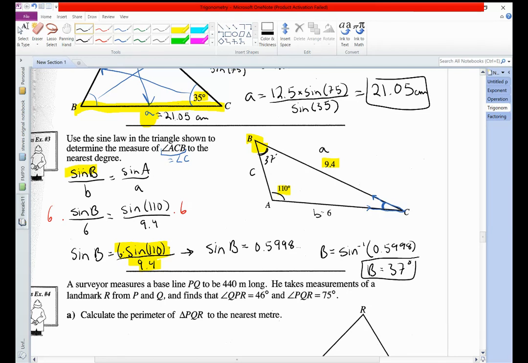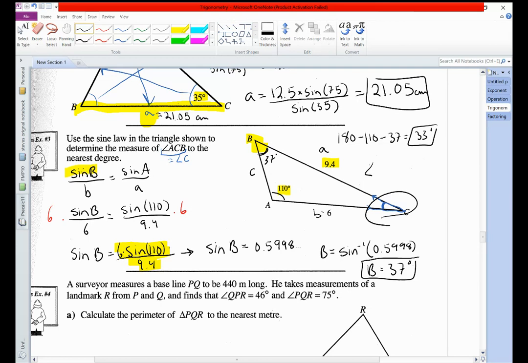Well, if they were wanting us to solve for angle C, how did angle B help us? Hopefully, some of you remember that all the angles in a triangle need to add up to 180 degrees. So we know two of the angles, we can find the third angle. So 180 minus angle A, which is 110, minus angle B, which is 37, should equal angle C, which is 33 degrees.